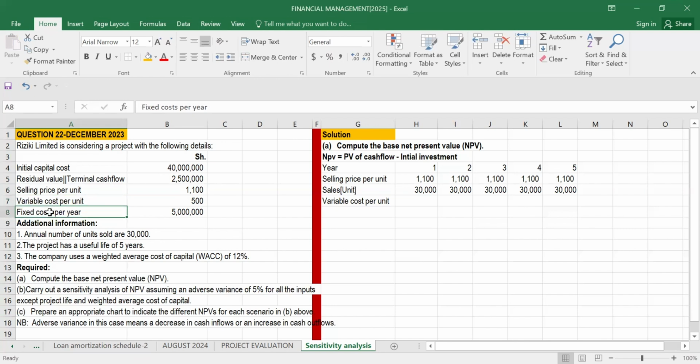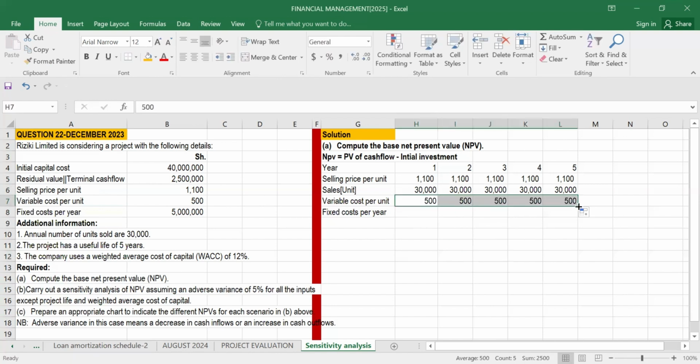Fixed costs. We copy this, Control-C, Control-V there. So basically, for us to compute the cash flow, I've said we need to have the sales minus the costs. Is there anything else we need to have here? Because we're given the project life and the weighted average cost of capital. So I think maybe we can just have this one. The variable cost per unit is 500. And actually, this one will not change. It will remain the same.